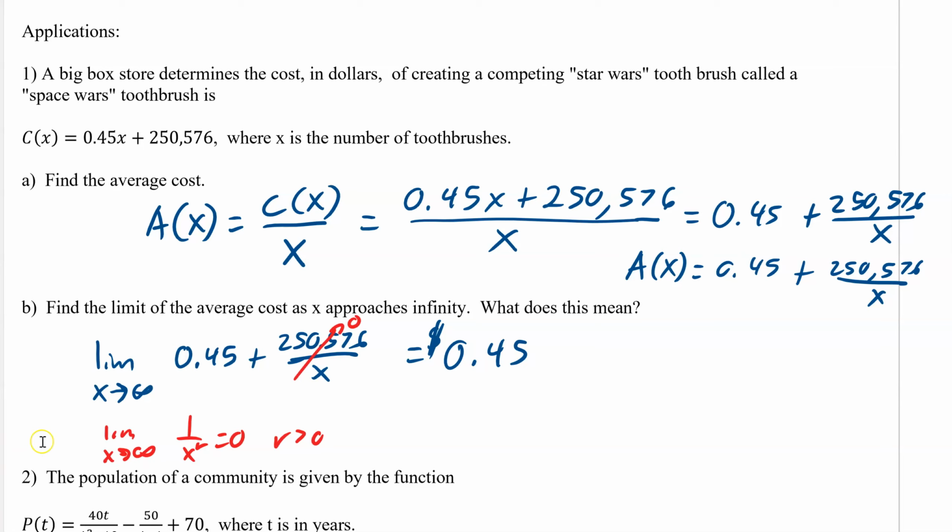So what does that mean? Well, if you think about it, this is our cost to manufacture each toothbrush. And what this represents is the startup costs. Well, with these big box stores, they're going to be making millions and millions and millions of toothbrushes and sending them all over the world. So these startup costs will eventually just start to disappear as this goes off to infinity. So the average cost is 45 cents per toothbrush.